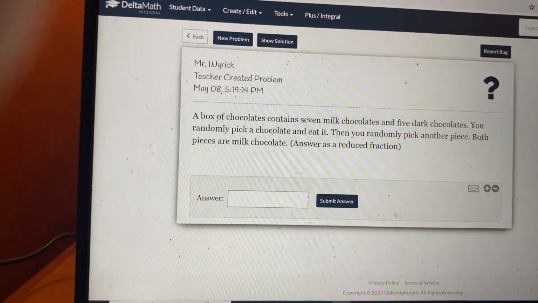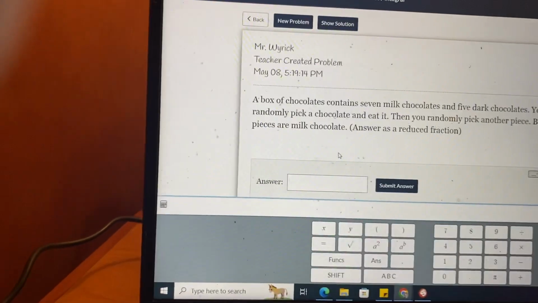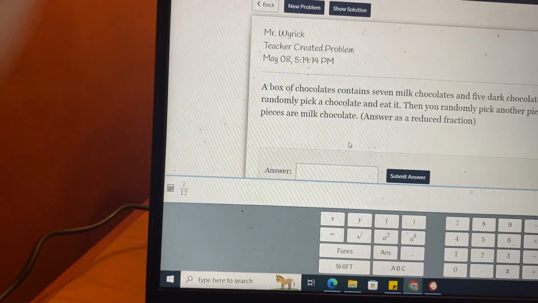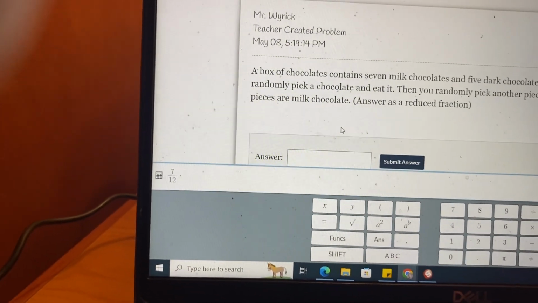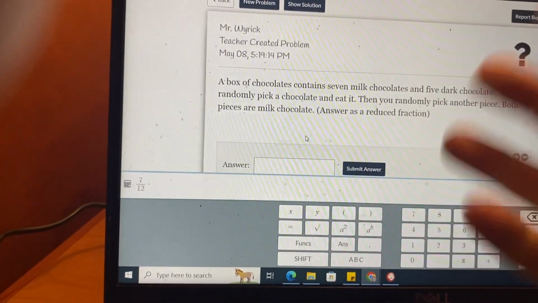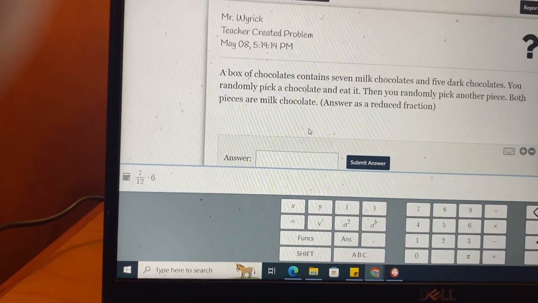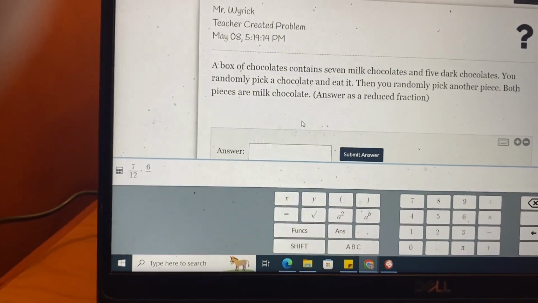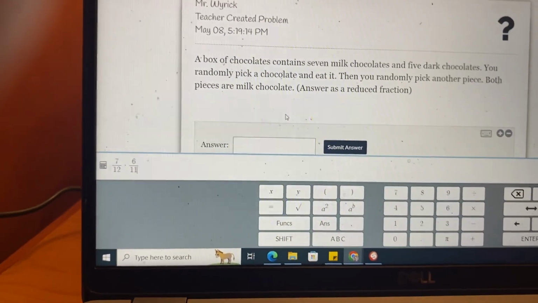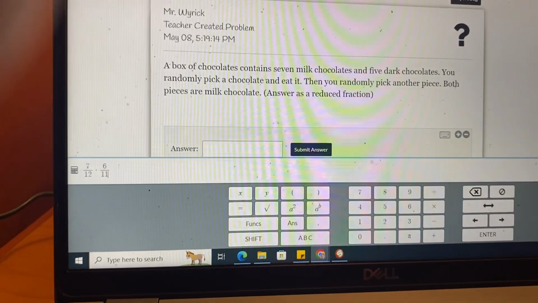I think I can just pull up the calculator here on the page. Yes, 7 out of 12. And then we're going to multiply that by the second one. We ate a milk chocolate. It's gone. That's going to cut us down to 6 milk chocolates left. And it's no longer out of 12. It's going to be out of 11. So this is over here.